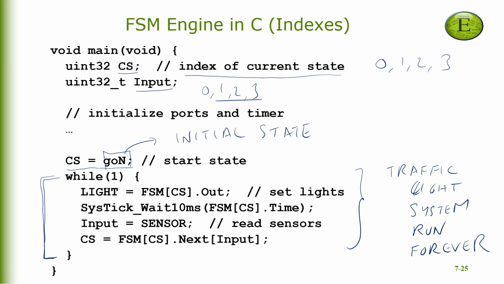All right, then we know the light corresponds to the data register of port B, and what we're going to do is that we are going to assign to the data register of port B the FSM index CS dot out, meaning the output of the current state.